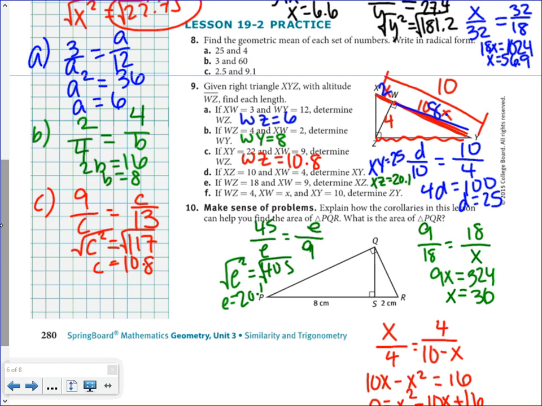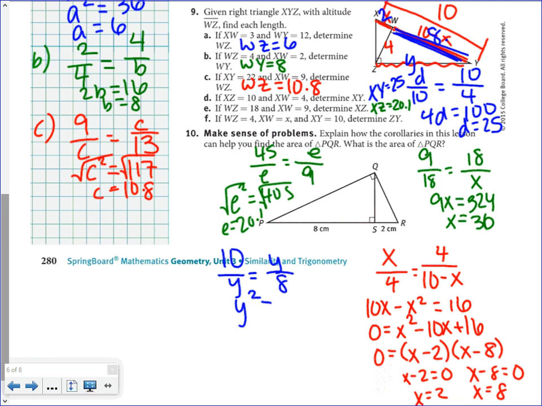So from here, we can set up a ratio, and I'll say this is y. So y is my leg, so it's the geometric mean between the whole hypotenuse, which they told us was 10, and the part of the hypotenuse adjacent to y we just found was 8. And so then, cross multiply, y squared is 80, and then if you take the square root, y is 8.9, which means zy is 8.9. So that's how you would work through each of those parts.